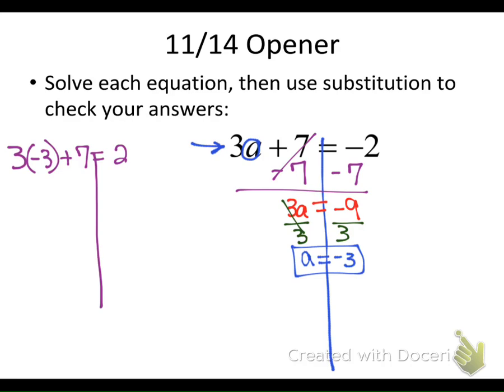So what would I do first on my left side here to simplify? According to order of operations. Yeah, so what's 3 times -3? So I have -9 plus 7, and that's saying it's equal to 2. All right, so then I continue to solve. What's -9 plus 7? Okay, and now, do I have the same number on each side of my line of equality here? Do I have a 2 and a 2? No, I wouldn't.